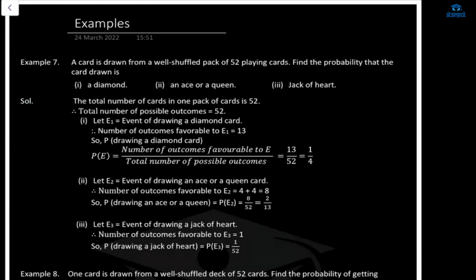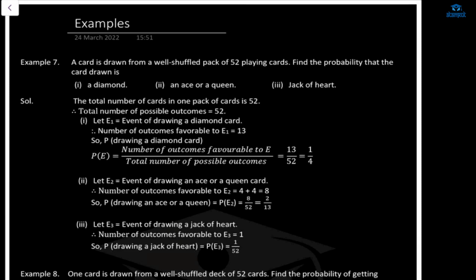Now there are 52 cards. It is asking you to find the probability that the card drawn is a diamond. How can you tell? What will be the probability of getting a diamond? So 13 cards of diamond will be there in a shuffled pack of cards. In the pack of 52 cards, 13 cards are of diamond. So what will be the probability? It will be 13 by 52.